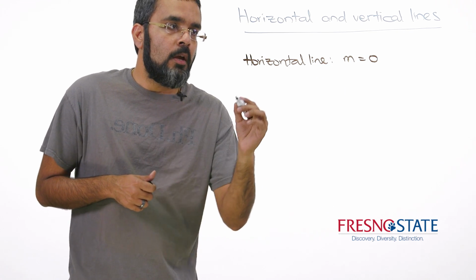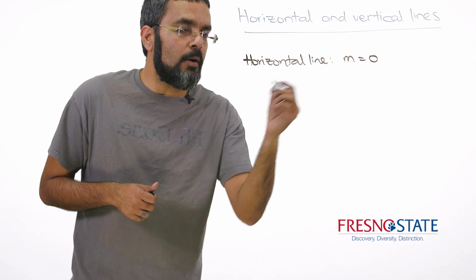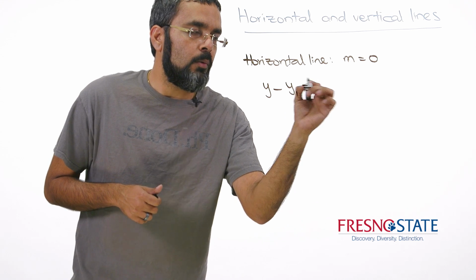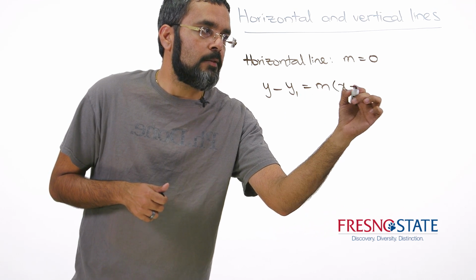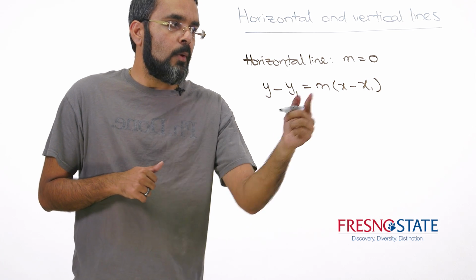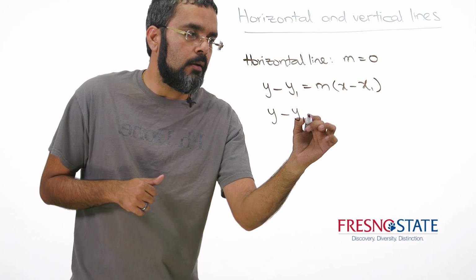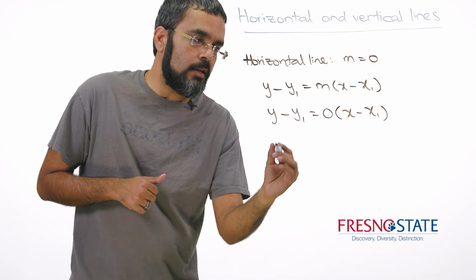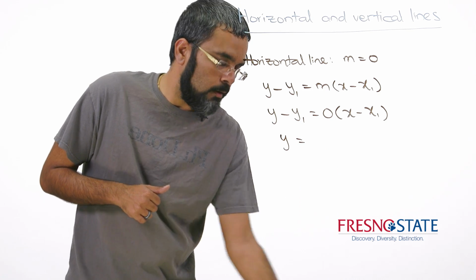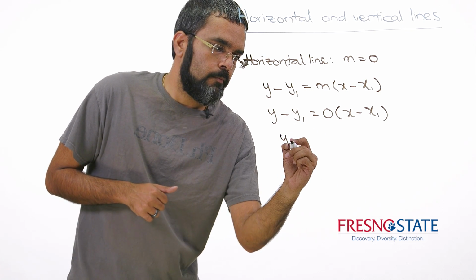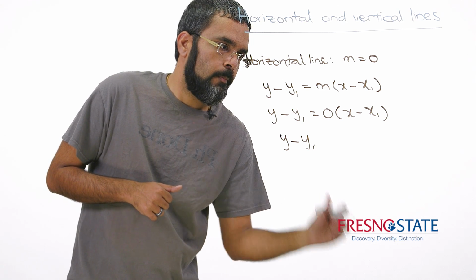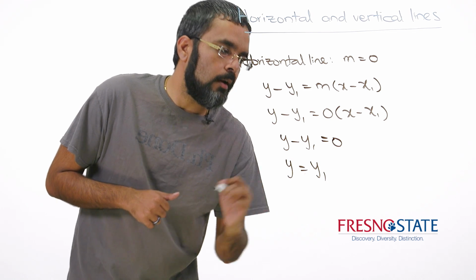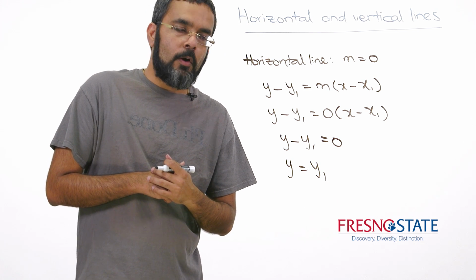we have slope 0. So then, if you think about your equation, we have y minus y1 equals m times x minus x1, right? So what happens? M is 0, so I get y minus y1 equals 0 times x minus x1. Well, if I'm multiplying something by 0, I'm going to get 0, so I get y minus y1 equals 0. Okay, and if I add y1 on both sides, I get y equals y1, and that happens to be the equation of a horizontal line.